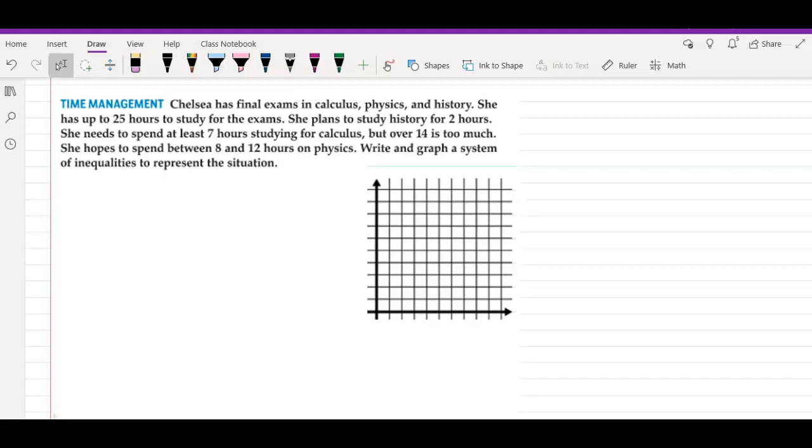You'll notice that on the graph I provided, it's only the first quadrant. The reason being, we're talking about how much time she's going to spend on calculus and how much time she's going to spend on physics. She can't have a negative amount of time. She can't spend -2 hours on calculus, for example. So I'm going to label my x-axis calculus, I'm going to label this one physics.